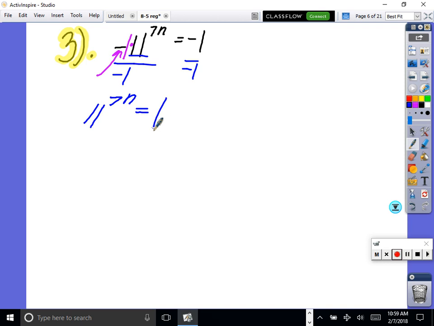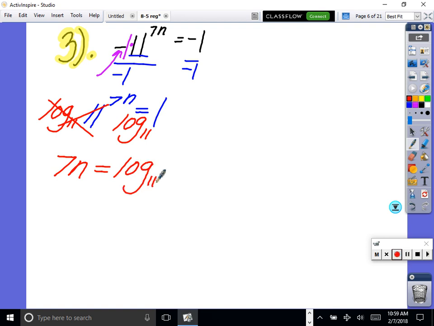Is everybody good? We're going to kind of go quick. So now from here, we need to undo the base. You can't divide by 11. That's not how bases work. How do we undo base 11? Log base 11. You got to do it to both sides of the equation. So then log base 11 and 11 cancel out. 7n drops down. And now over here we have log base 11 of 1.